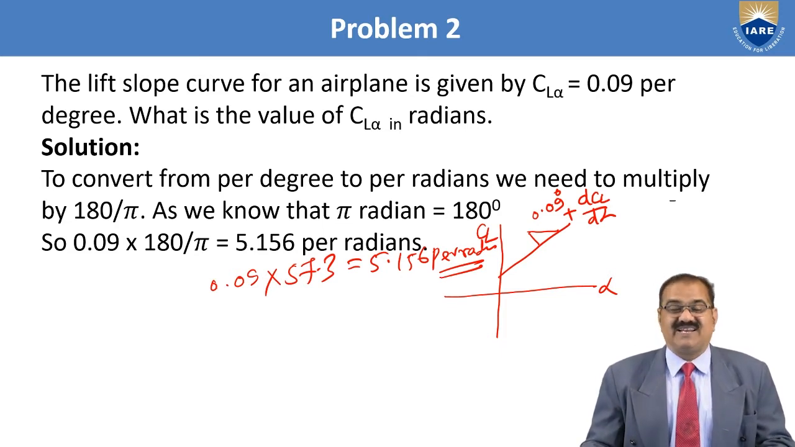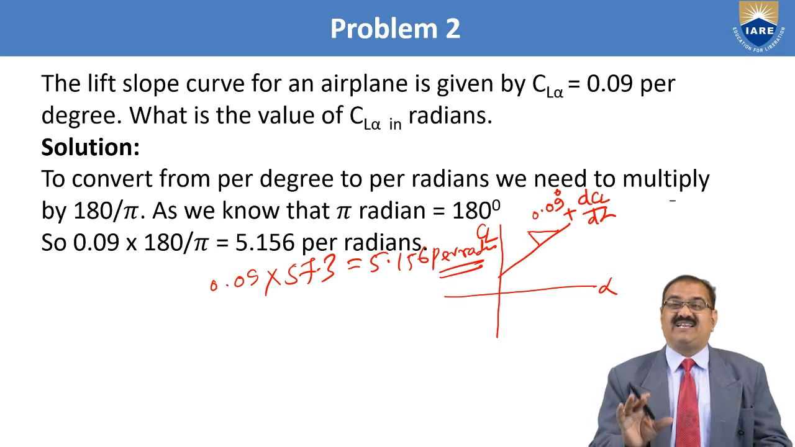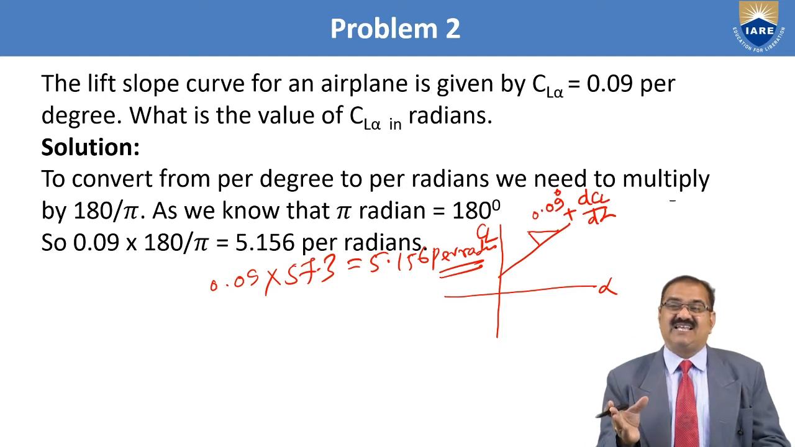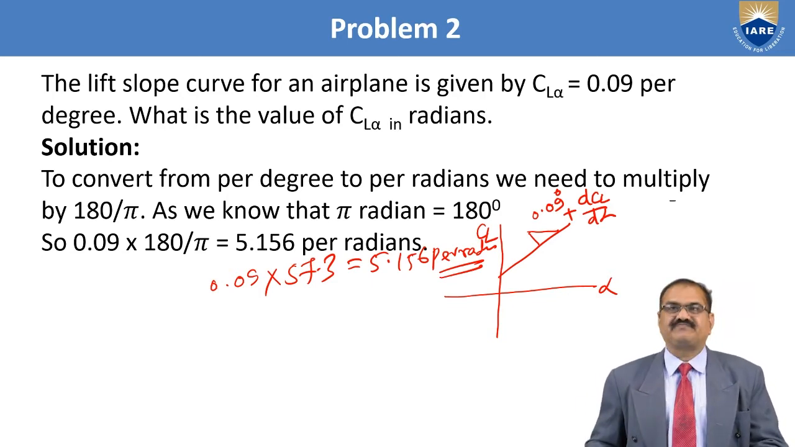So if you want to convert from per degree to per radian, we have to multiply by 57.3, or 180 by pi. It is very important that whenever you solve numericals, wherever degrees and radians are there, take very much caution and then apply this. Otherwise, your full hard work will go in vain.